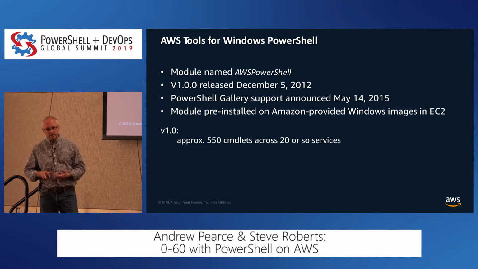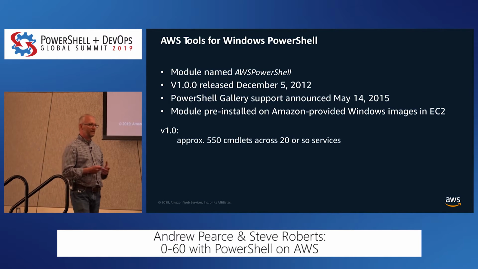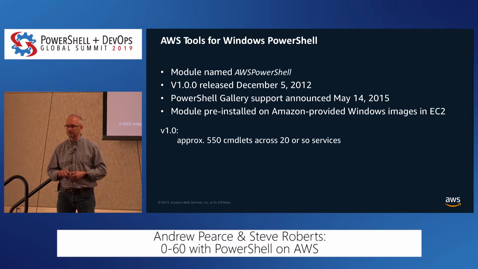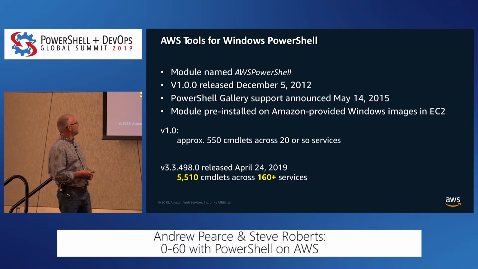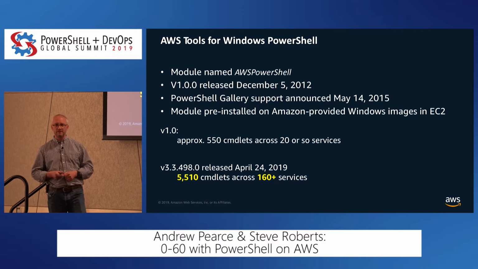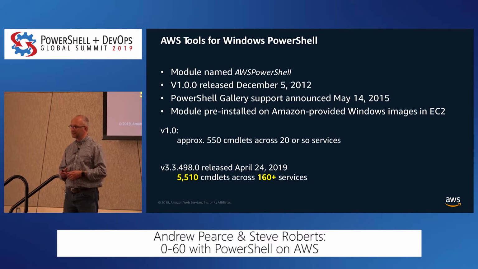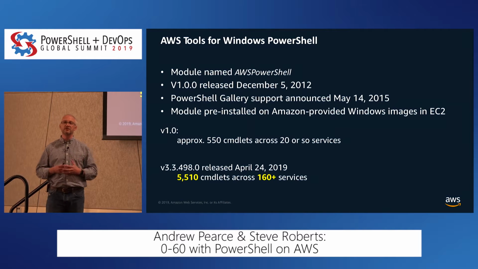Now, back in V1, back in 2012, we had about 550 cmdlets at launch, supporting about 20 services or so. In the release we pushed out last week, we've now grown to 5,510 cmdlets across 160-plus services. That's the vast majority of the programming surface of AWS.